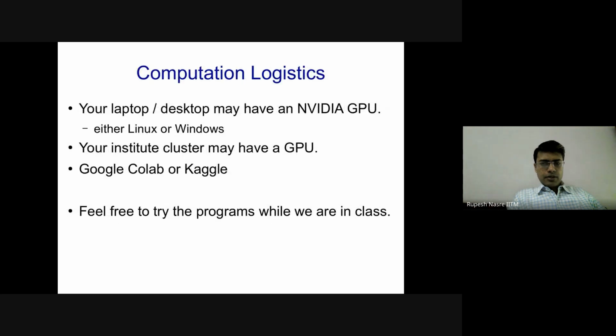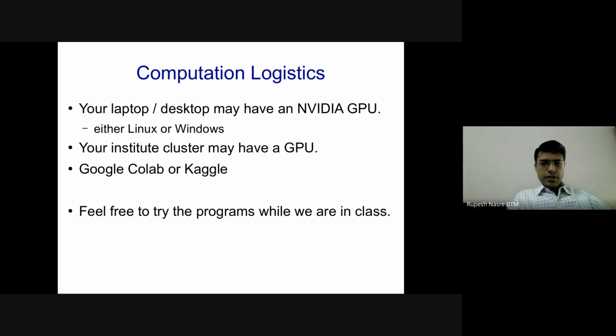One more logistic with respect to the computation is that you need to have access to an NVIDIA GPU for the first 4 assignments, and also to Intel Dev Cloud or some Intel GPU for the 5th assignment. Your laptop may have an NVIDIA GPU, either on Linux or Windows. Either way should work out. Almost all the programs should work irrespective of the operating system. I'm not sure about the Mac. Students have told me that they face some issues with running it on Mac, and therefore Linux or Windows is something you might have to arrange for.